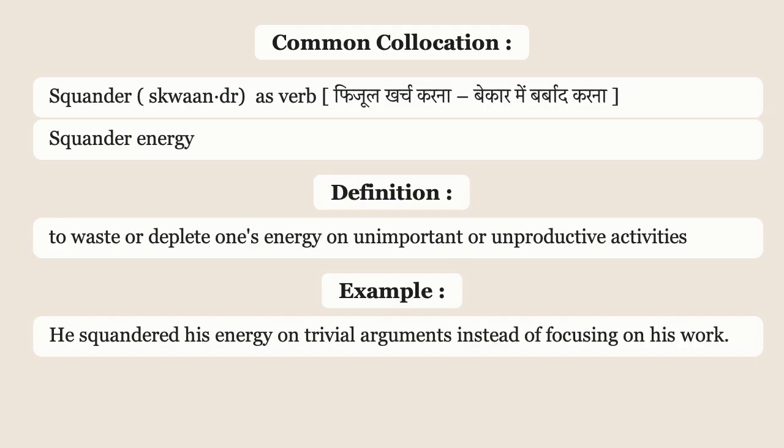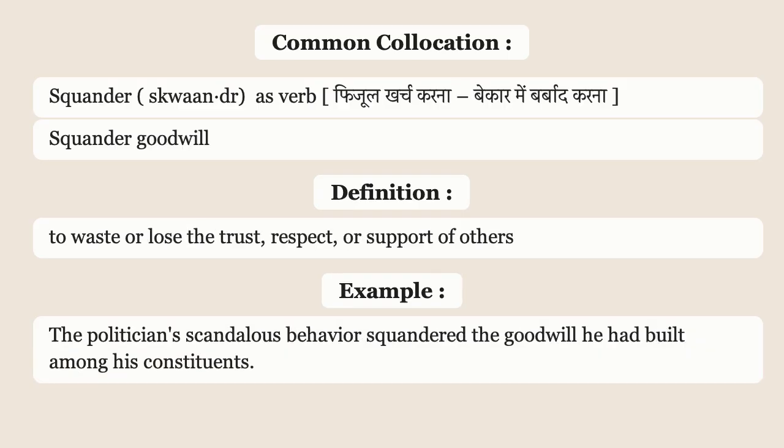Squander energy. Definition: to waste or deplete one's energy on unimportant or unproductive activities. Examples: he squandered his energy on trivial arguments instead of focusing on his work. Squander goodwill. Definition: to waste or lose the trust, respect, or support of others. Examples: the politician's scandalous behavior squandered the goodwill he had built among his constituents.